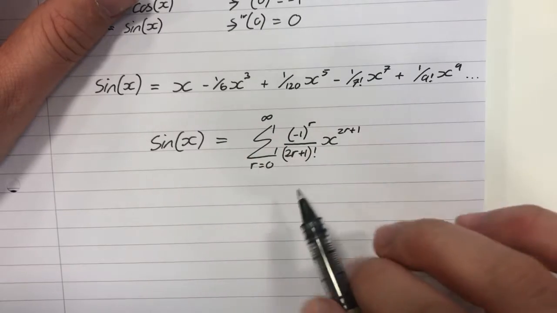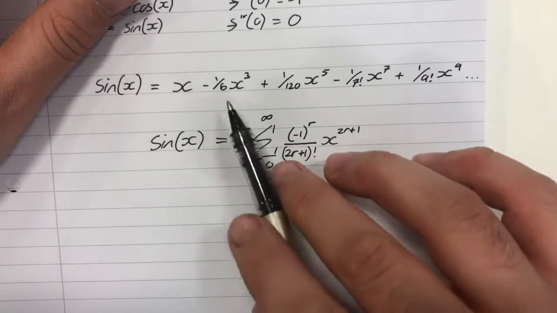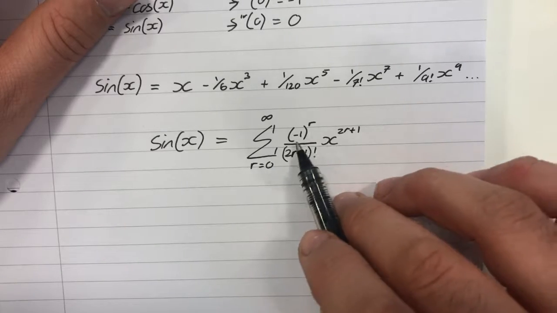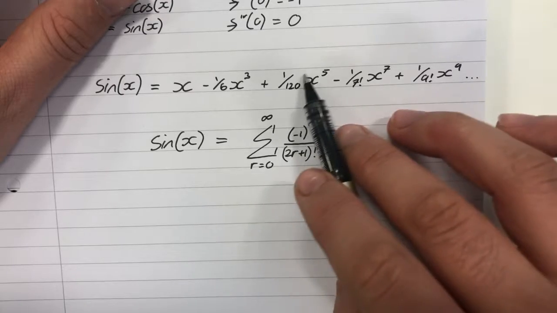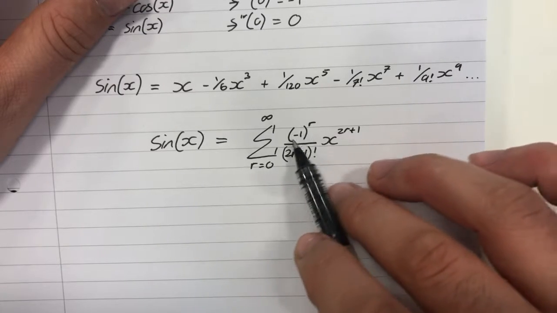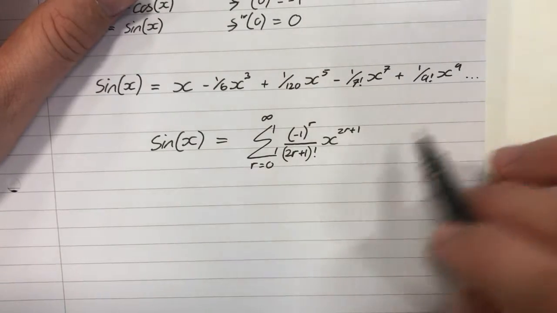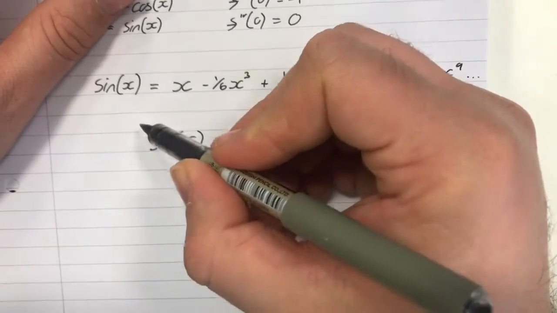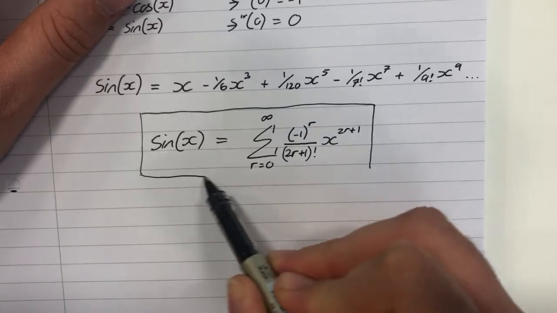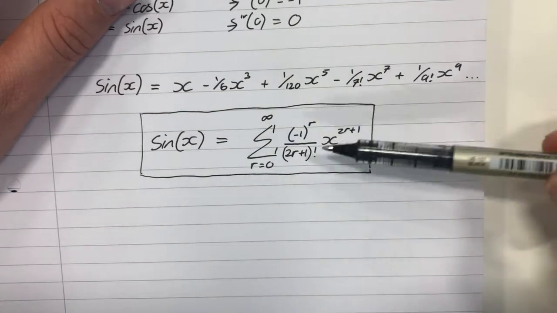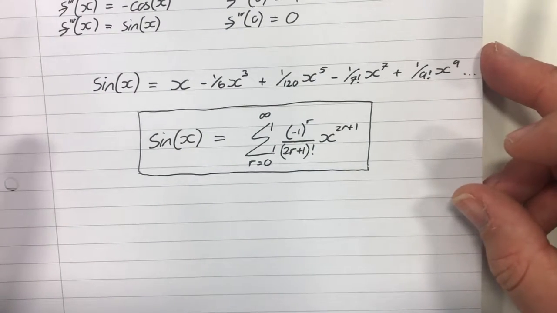I'll give you that term. When r is 1, it'll be negative. It'll be over 3 factorial, and it'll be x cubed, so that'll be that term. When r is 2, it'll be positive again. It'll be over 5 factorial, x to the 5, which is this term. And when r is 3, it'll be negative again, over 7 factorial times x to the 7, which is this term, and the pattern continues. Okay, so that is the Maclaurin series for sine of x, which actually is its power series.